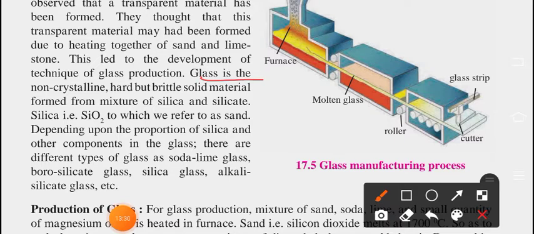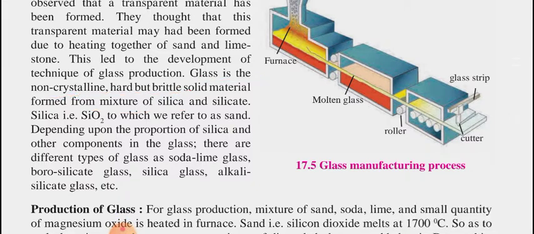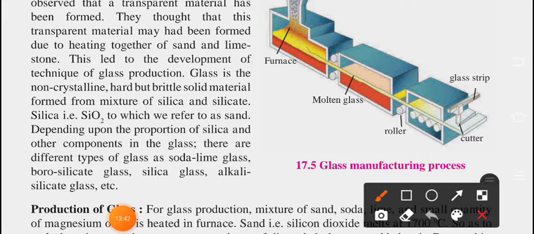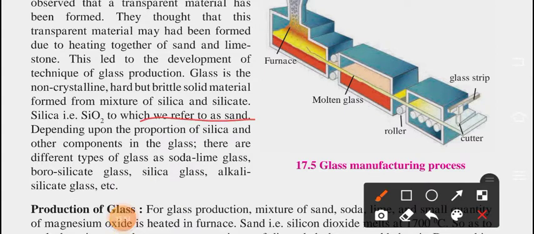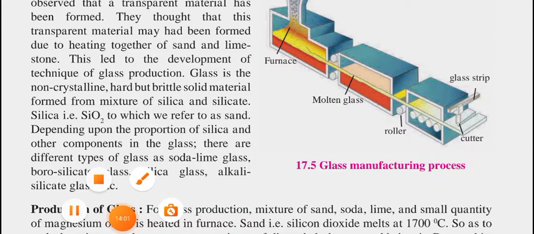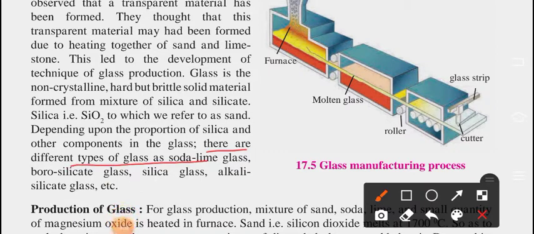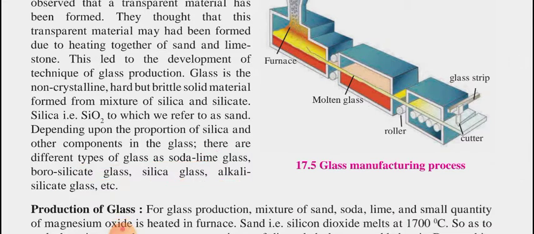Glass is a non-crystalline, hard but brittle solid material formed from a mixture of silica and silicate. What mixture is there for the making of glass? Silica and silicate. The chemical formula for silica is SiO2, which is present in sand. Depending upon the proportion of silica and other components in the glass, there are different types of glass, such as soda lime glass, borosilicate glass, silica glass, and alkali silicate glass. Different types of glasses are there.